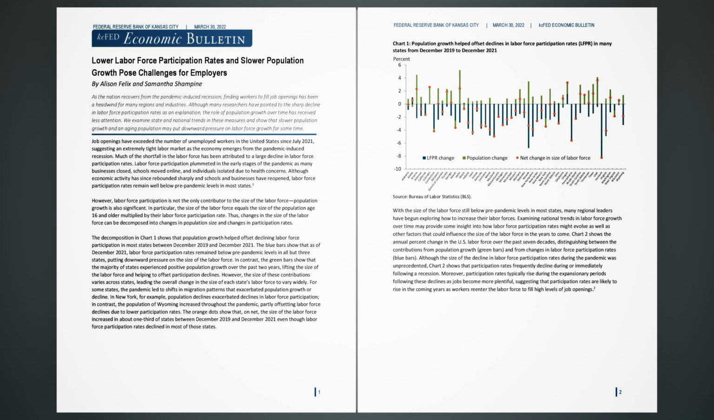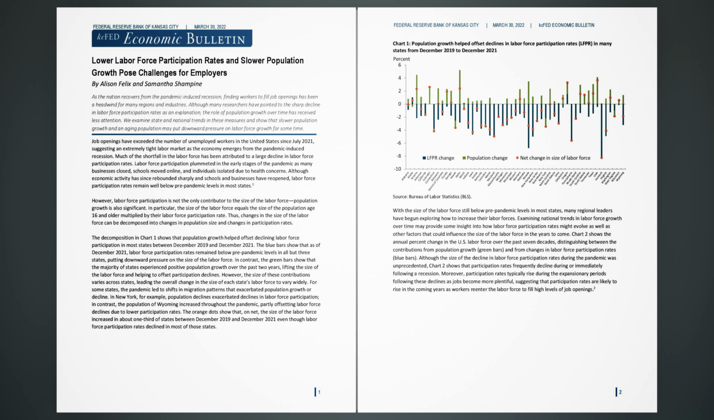Job openings have exceeded the number of unemployed workers in the United States since July 2021, suggesting an extremely tight labor market as the economy emerges from the pandemic-induced recession. Much of the shortfall in the labor force has been attributed to a large decline in labor force participation rates. Labor force participation plummeted in the early stages of the pandemic as many businesses closed, schools moved online, and individuals isolated due to health concerns. Although economic activity has since rebounded sharply and schools and businesses have reopened, labor force participation rates remain well below pre-pandemic levels in most states.